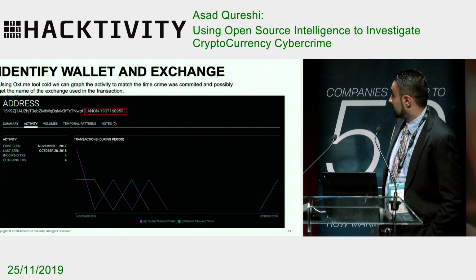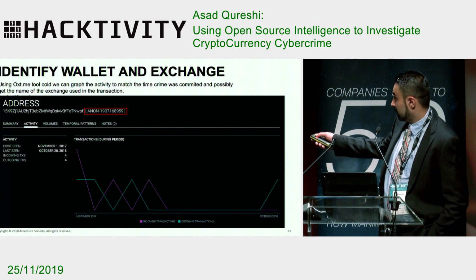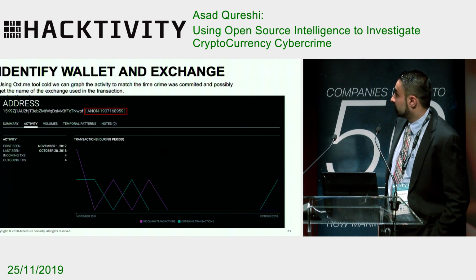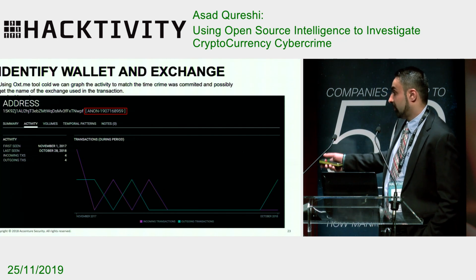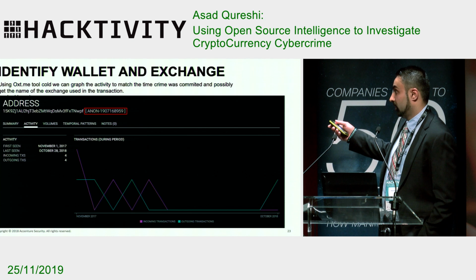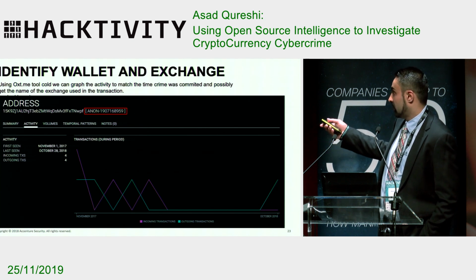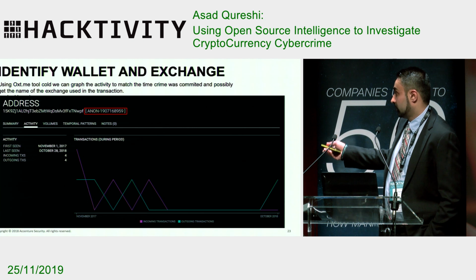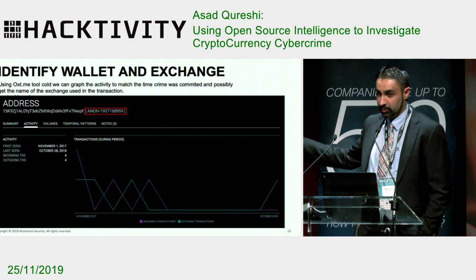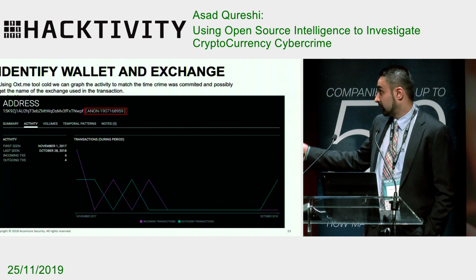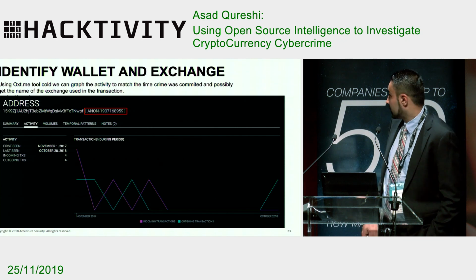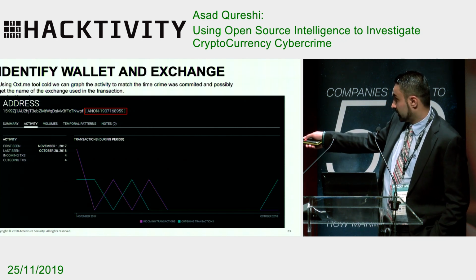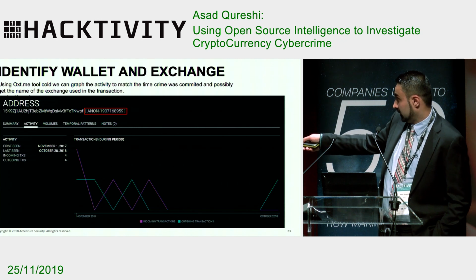So, here is a possible wallet name. The information is basically the same as we will find in the Blockchain Explorer, but here we have a visualization of it. It could be useful if you want to use that in a case report, and you can visualize the crime. It also gives us the dates, so we can see when that activity was higher and when it was lower.